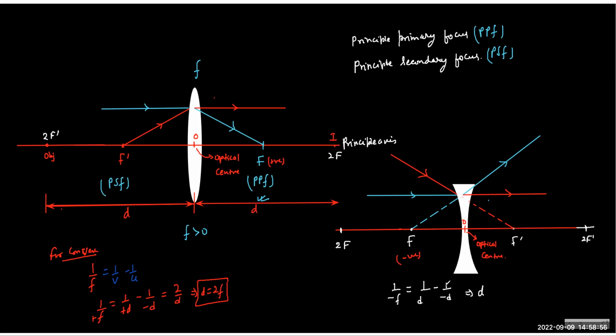So if you keep the object at 2F dash, here the F is on the left and F dash is on the right. F dash is not negative, here the F itself is negative. F dash is positive here. F is only negative. And the way we are trying to solve is 1 by V minus 1 by U, U is minus D. So what answer are we getting? D equals to minus 2F.